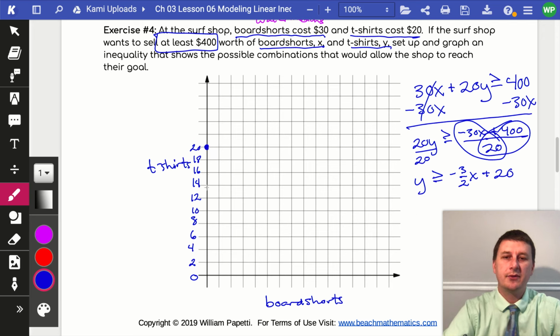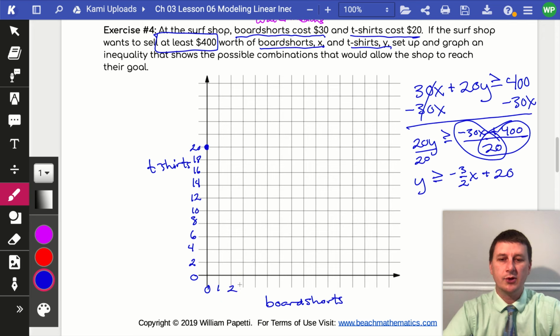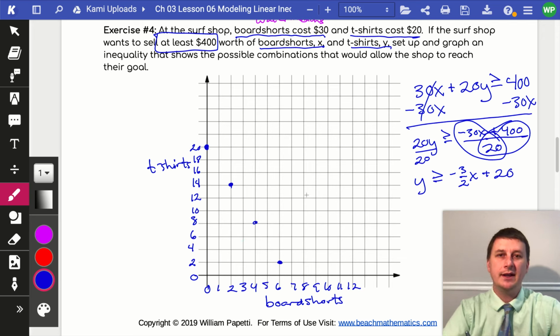We're going to go down 3, right 2 units. And since we're only going right 2 units, we can easily scale our board shorts just by ones. Okay. And now we're going to go down 3 because it's negative 3, right 2. Down 3, right 2. Down 3, right 2. Those are all the points that fit in our quadrant, our coordinate grid for this one quadrant.